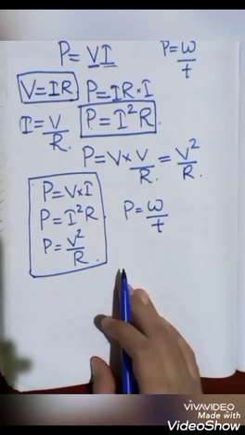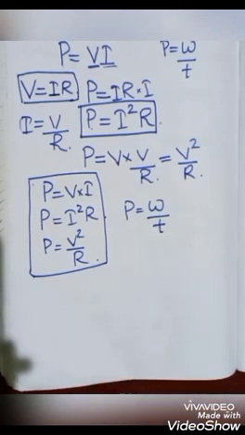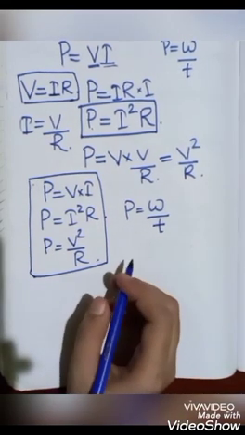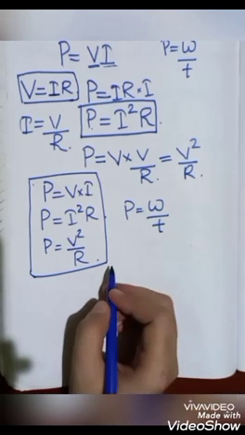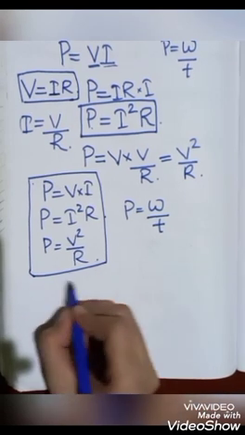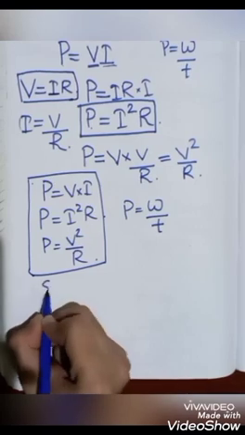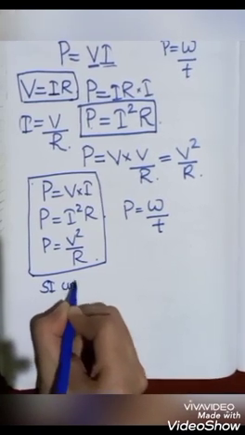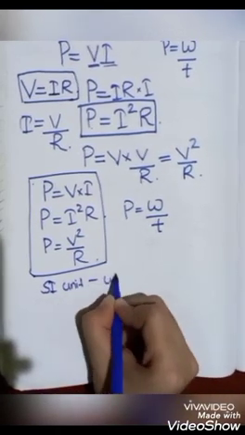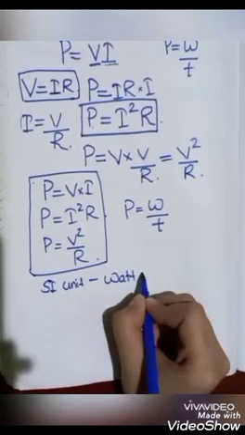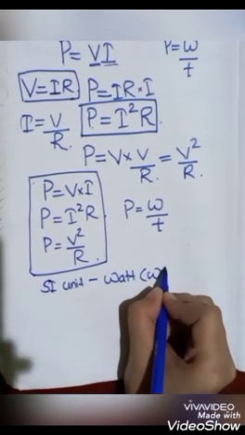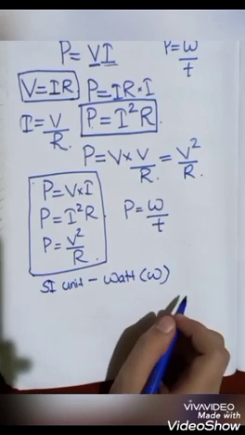Okay. Then what is the unit of power? What is the SI unit of electric power? The SI unit of electric power is watt. Watt can be denoted by the capital letter W.